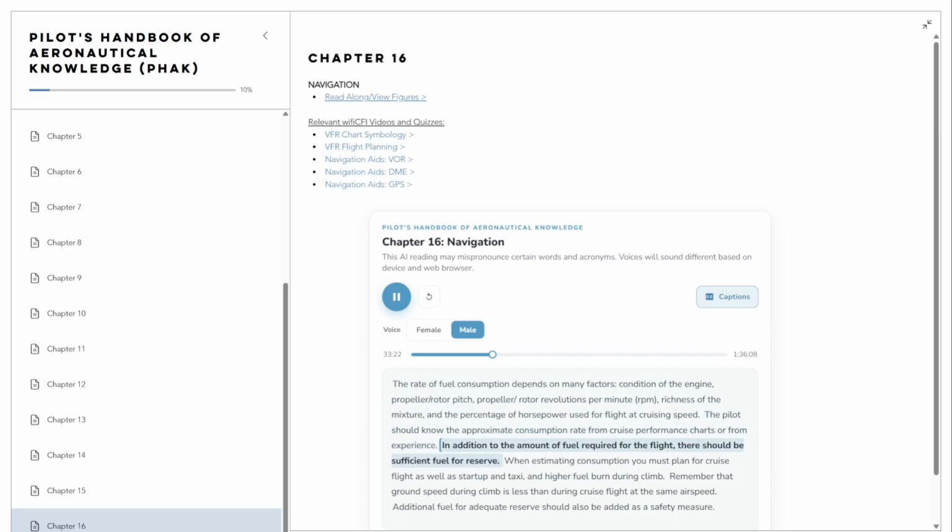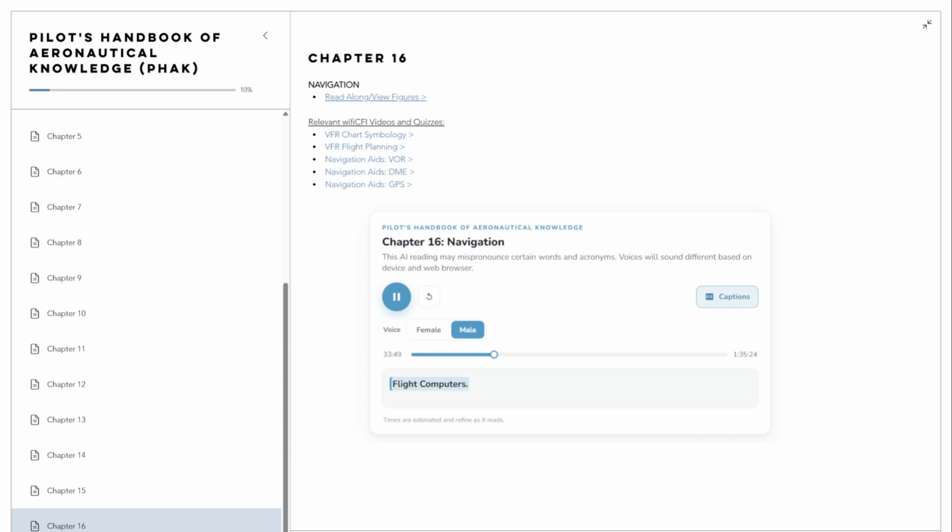In addition to the amount of fuel required for the flight, there should be sufficient fuel for reserve. When estimating consumption, you must plan for cruise flight as well as startup and taxi, and higher fuel burn during climb. Remember that ground speed during climb is less than during cruise flight at the same airspeed. Additional fuel for adequate reserve should also be added as a safety measure.